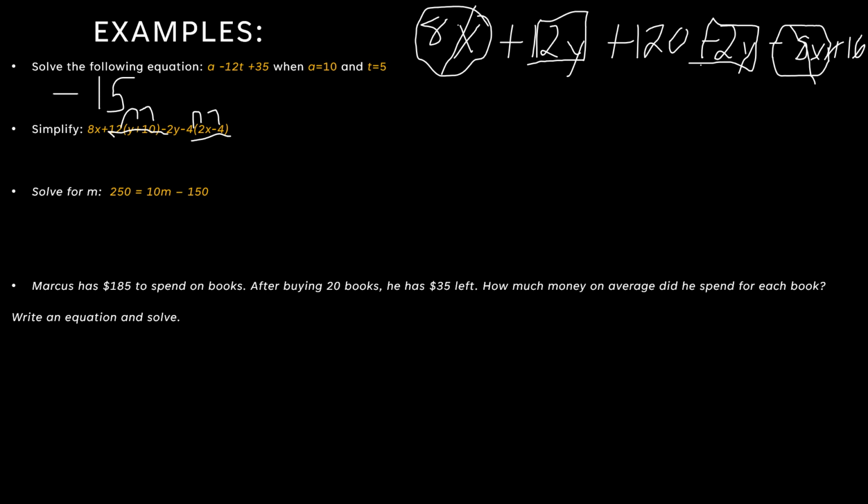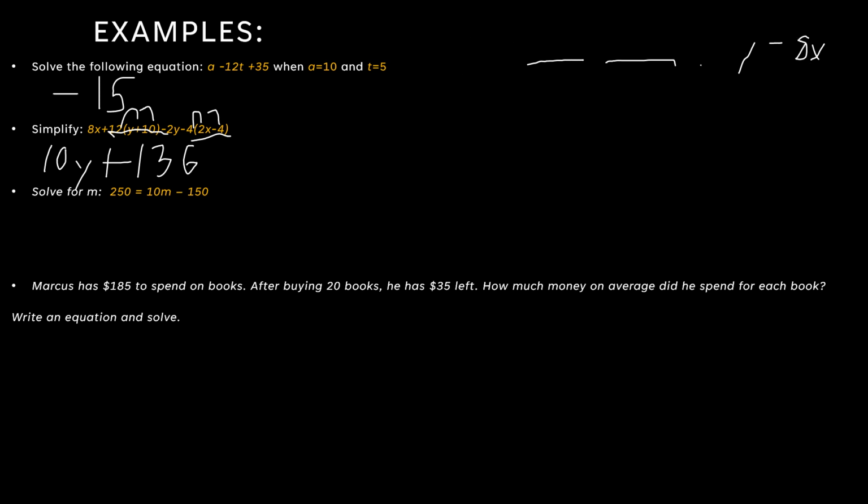So positive 12 minus 2 will give us 10y. And then we have positive 120 and positive 16. So 120 plus 16 will give us positive 136. And we can't isolate anything else from these because 10y is a different term from 136. So that finishes up that problem.